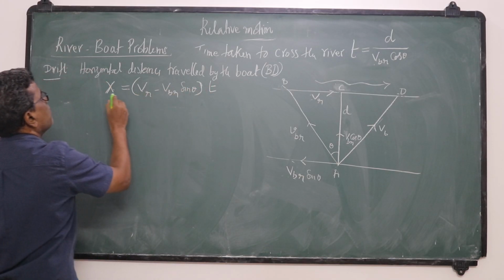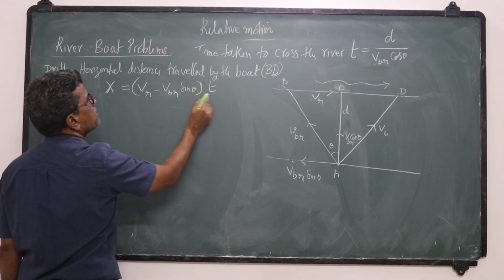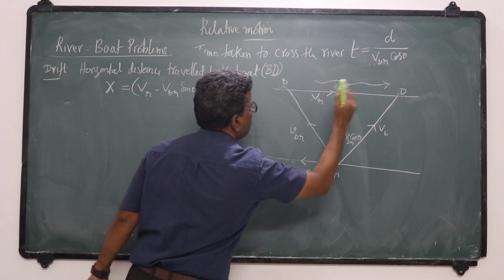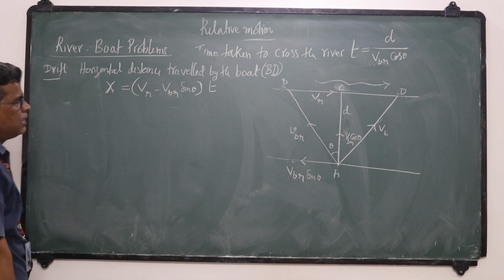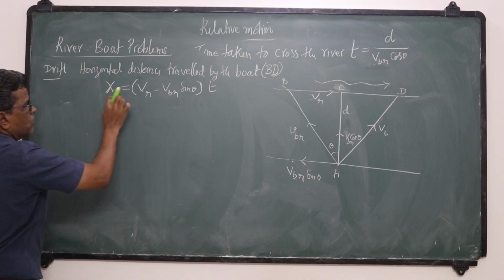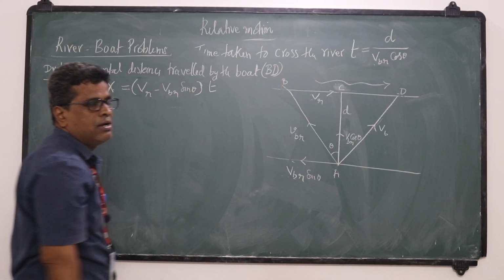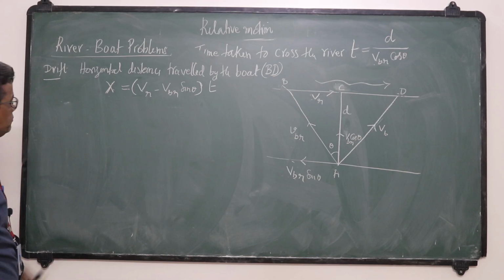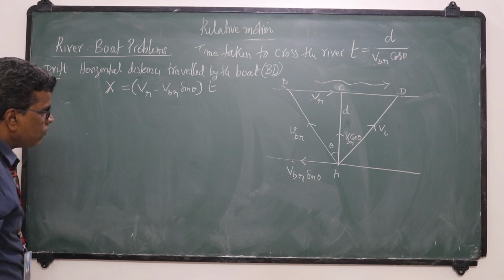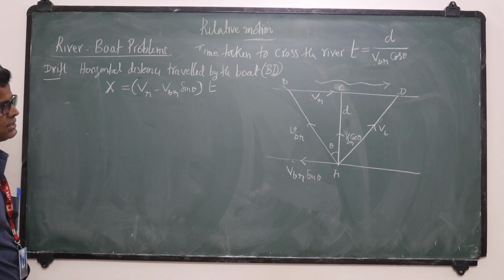So I will write the formula: displacement is equal to velocity into time along BD direction. I am using this formula, so this is the second formula. First formula and the second formula. Now you have the following cases.